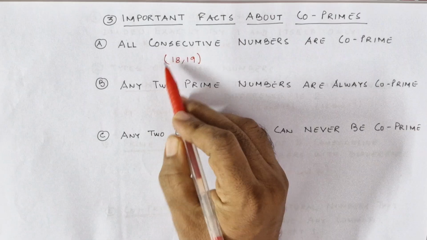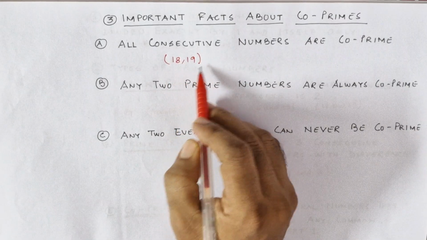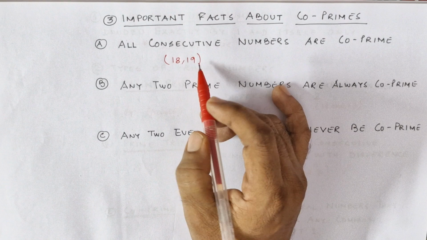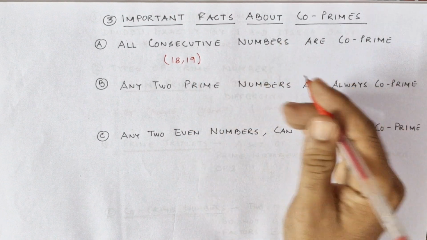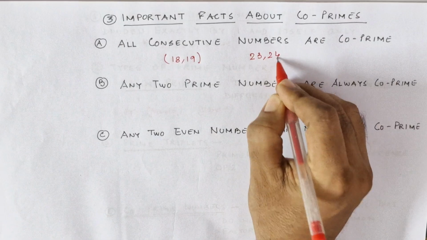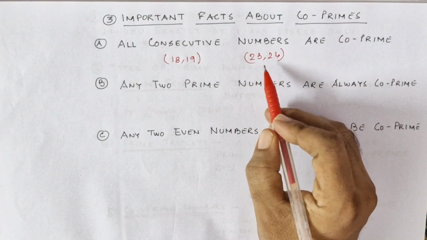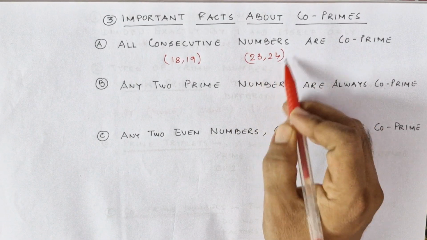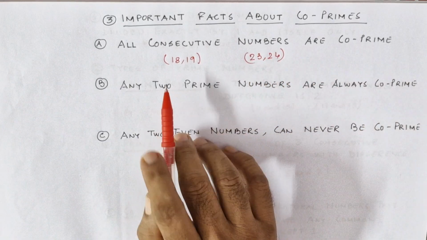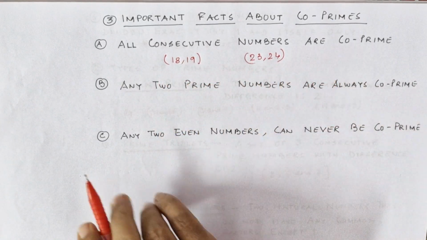So if you find out the factors of 18 and 19, you will see that only one is common between these two. You take any set of consecutive numbers, let's say 23 and 24. Again, if you calculate the factors of 23 and 24, you will find only one is common between these two. So all consecutive numbers are co-prime.